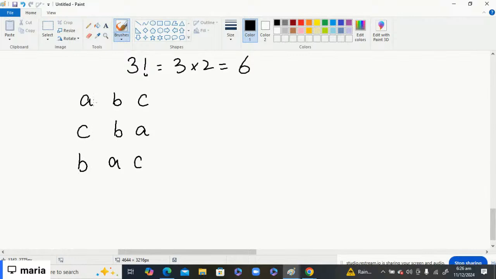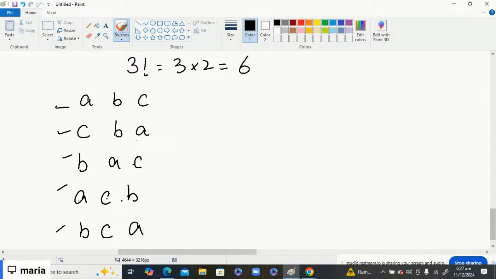Then, we keep one in place and shift the last two. A stays the same, then C and B are shifted. Now B stays in the same position, and we shift A and C. Then A stays in the same position, and we shift the next two. This is 1, 2, 3, and 4. Now what's the next arrangement? We put B, then C, then A. Because BAC is already given, BCA is not repeated. That is 1, 2, 3, 4, 5.